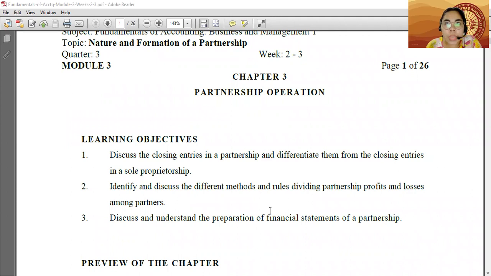We have already discussed the partnership formation and how we record the transactions when the partners initially form a partnership, and the entries in recording the initial investment when the partners contributed cash, or cash and non-cash assets, and the entry on how to record when the partners contributed cash, non-cash assets, and industry. And now let's proceed with the partnership operations.